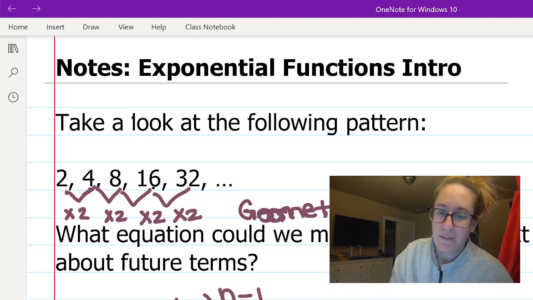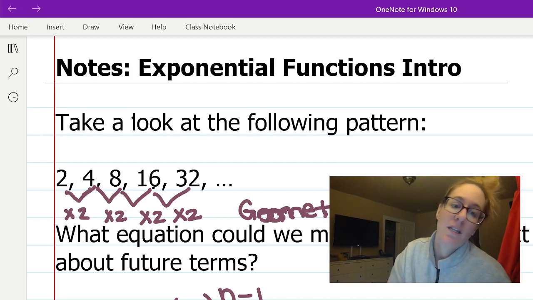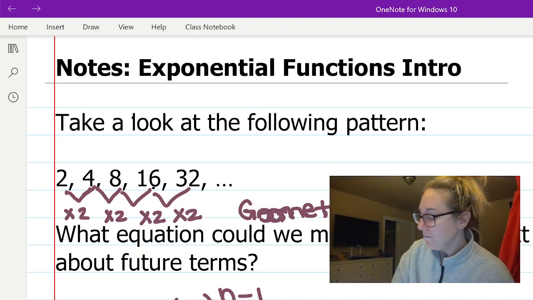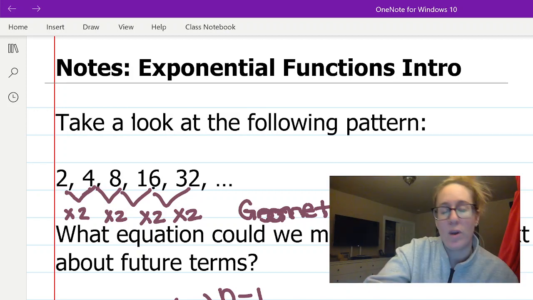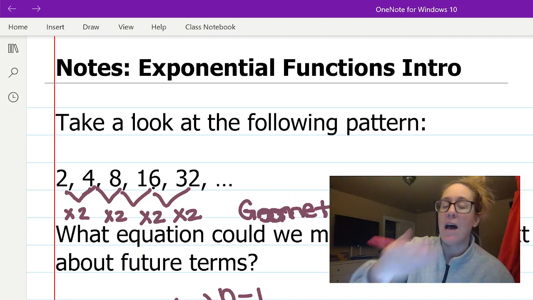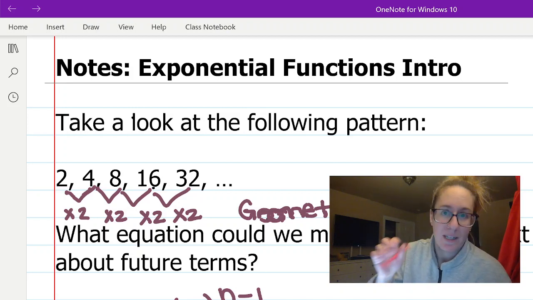Explicit. That's what that says. All right, this is our explicit equation. Now, this is a great equation, but there are two main things that are going to differ between this explicit equation as a sequence versus our function's explicit equation.